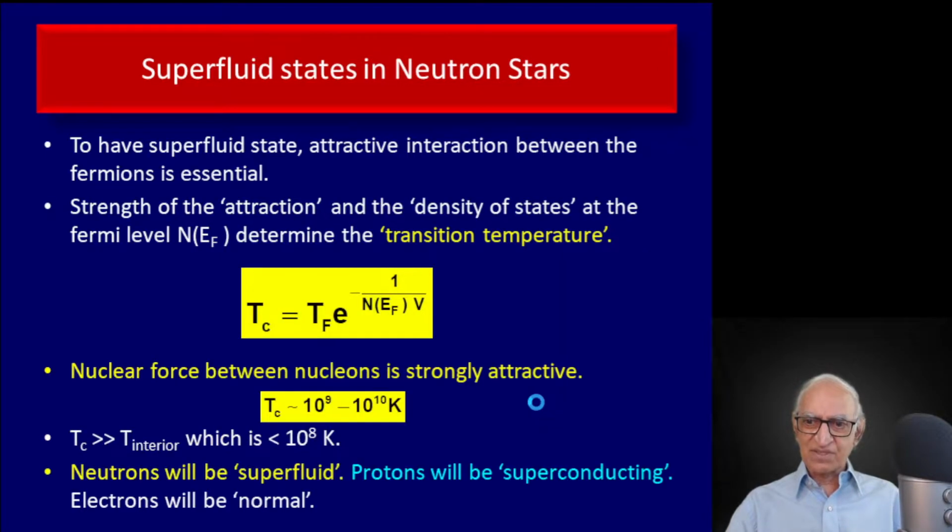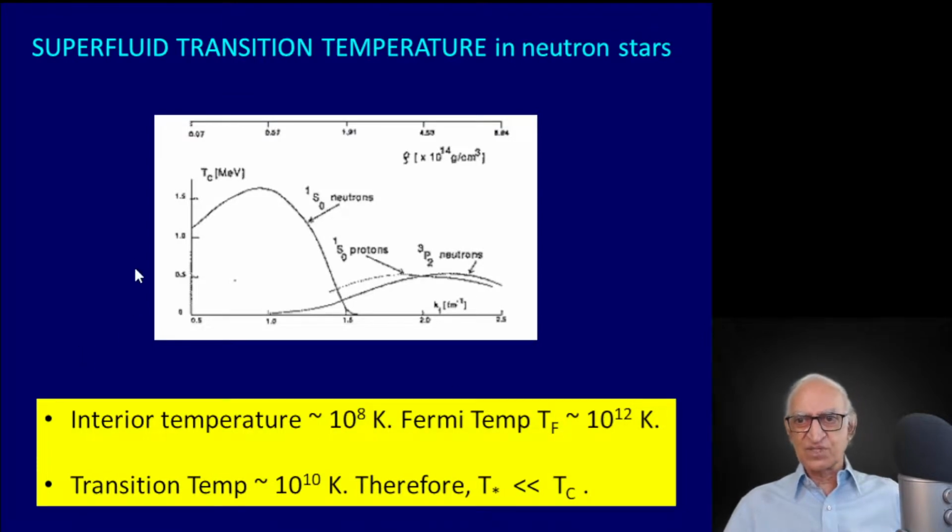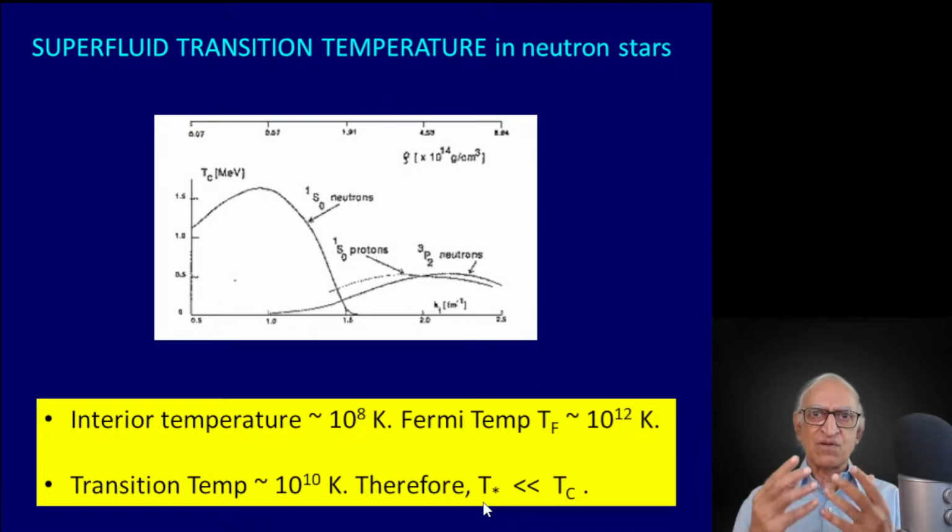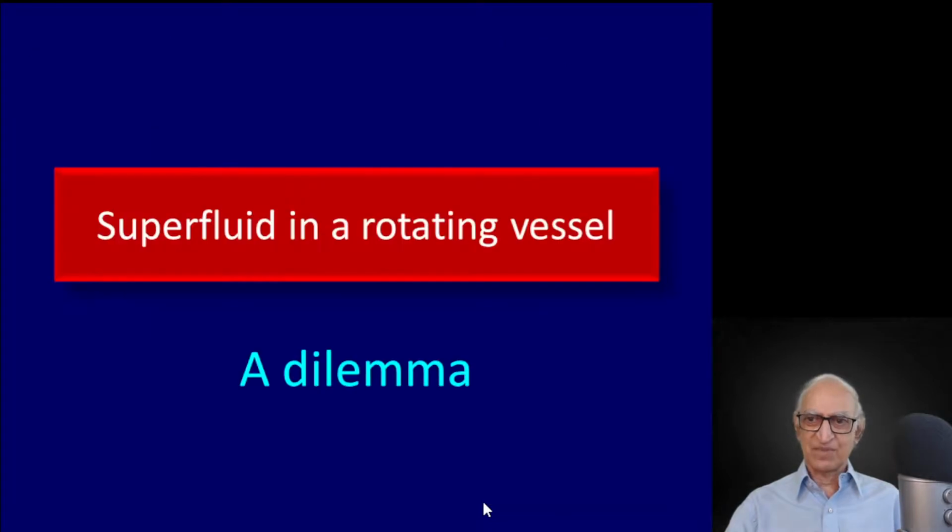So let's skip all this. I just want to show you that people have done honest to goodness calculations and convinced themselves repeatedly that the interior temperature of a neutron star is of the order of 10 to the power 8 Kelvin. The Fermi temperature is 10 to the power 12 Kelvin. The transition temperature to superfluidity and superconductivity is of the order of 10 to the power 10 Kelvin, and therefore the temperature of the star is much, much smaller than the transition temperature. Therefore, you should not doubt this statement.